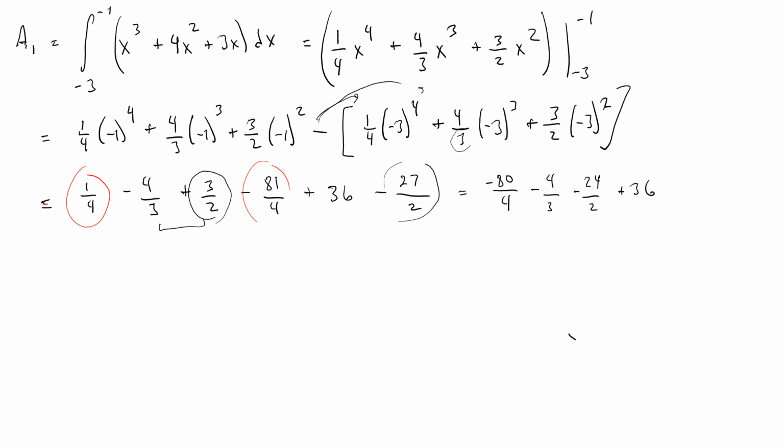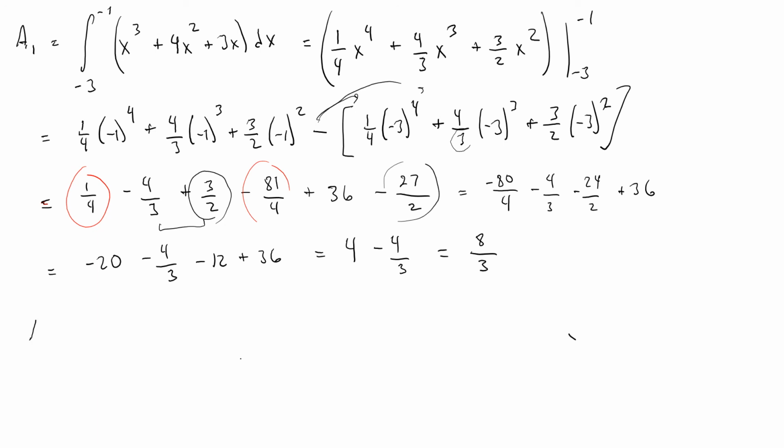Continuing on here, negative 80 divided by 4 is negative 20 minus the 4/3. And then negative 24/2, that's negative 12 plus the 36. Now I'm going to combine the integers. Negative 20 minus 12 is negative 32, plus the 36 is 4, minus 4/3. And so that's 12/3 minus 4/3. And so 8/3 is what I got for A1.